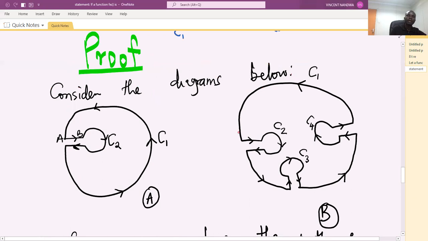So integration along C2, and then integration along C3, and then integration along C4 gives you, assuming that this is the starting point A, and this is the end point B, from A to B, this distance here. So move along this curve, move along this curve, then move along this curve. So you have covered the end point of C1 to the starting point of C1.